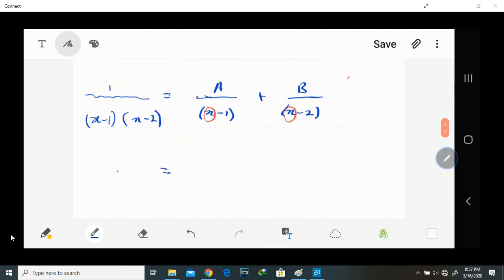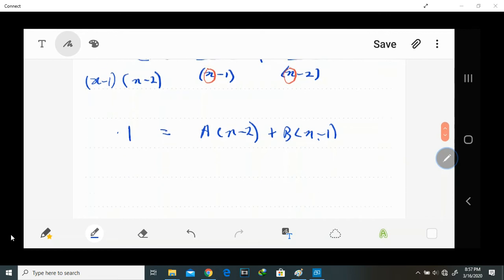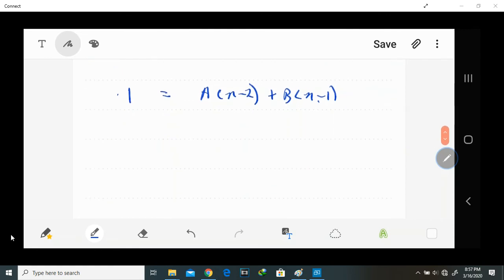It's simple like this. So we take x minus 1 and x minus 2 as common. So when you do that, you get this. So when you solve this, you can solve this in two ways, either by equating coefficients or by substituting values to x.